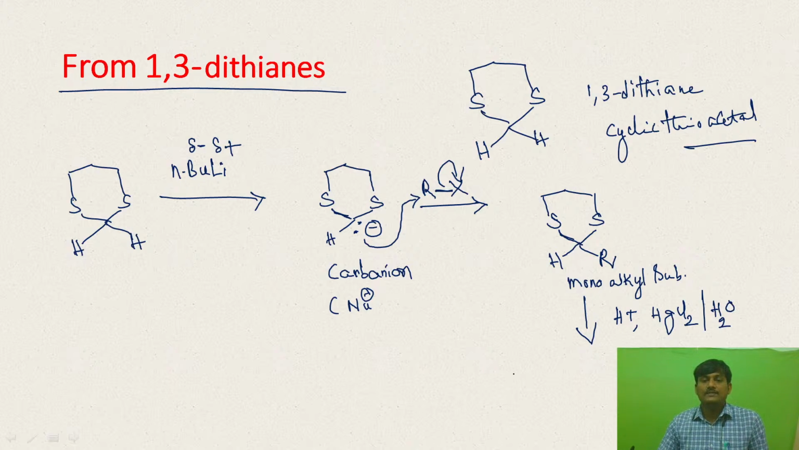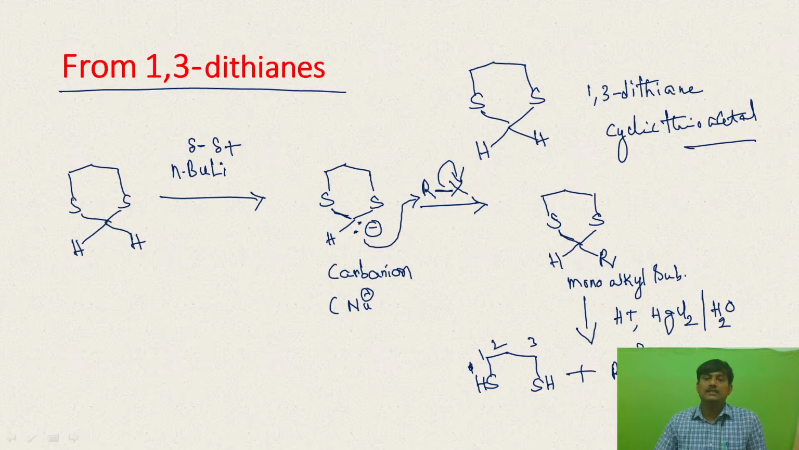a hydrolysis reaction takes place, and here there is a formation of dithiol, SH and SH. This one is 1,3-dithiol, and also there is a formation of aldehyde, R C double bond O H. So if you take monoalkyl substituted 1,3-dithiane upon acidic hydrolysis in presence of mercuric chloride, there is a formation of aldehyde. So this is the preparation of aldehyde from 1,3-dithiane.